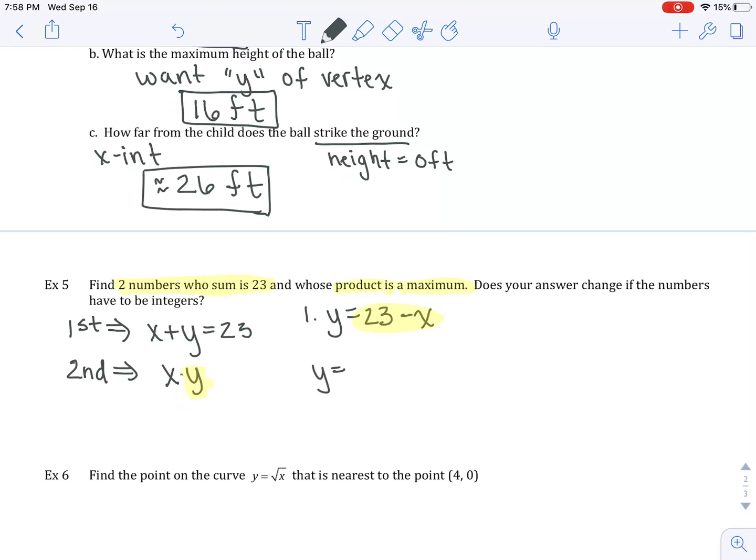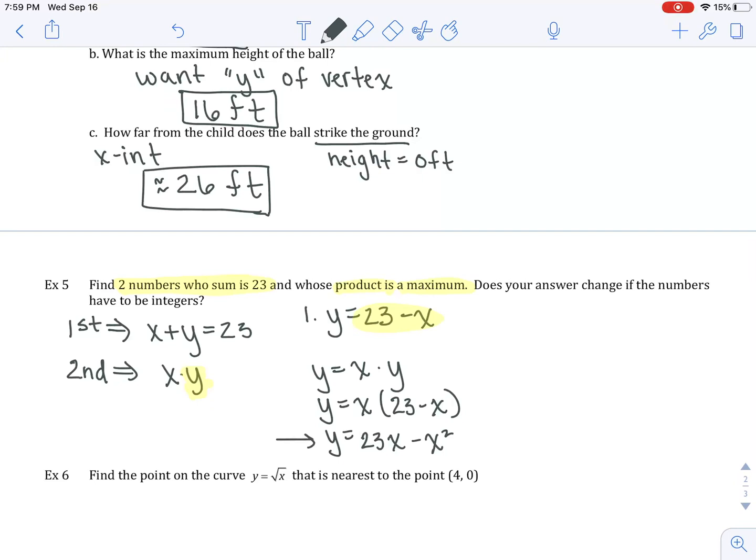When I do that, this was the original, I'm just going to write it as x times y. Now x times the new y, which is 23 minus x, plugged in. I'm just going to distribute that x in. So 23x minus x squared. Great. I know for a fact this is a quadratic because it's squared. I know I'm going to have a max because it starts off with the negative x squared term.